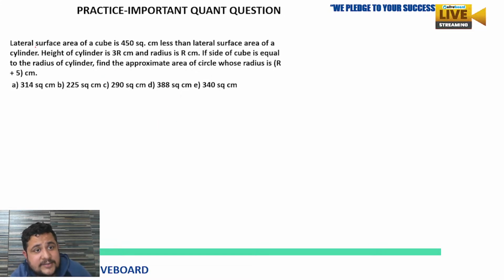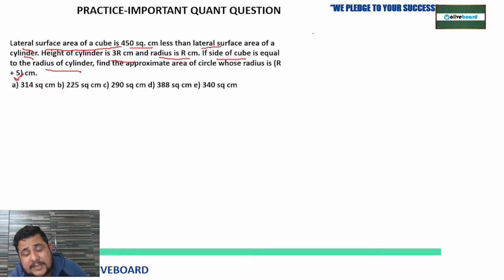Okay, so now the next question is what? The lateral surface area of a cube is 450 square centimeter less than the lateral surface area of a cylinder. Height of cylinder is 3r centimeter and radius is r centimeter. If the side of the cube is equal to the radius of the cylinder, find the approximate area of the circle whose radius is r plus 5 centimeter. So it is based on what? This is from your mensuration, three-dimensional mensuration part.